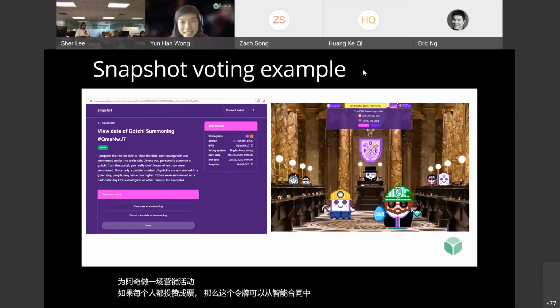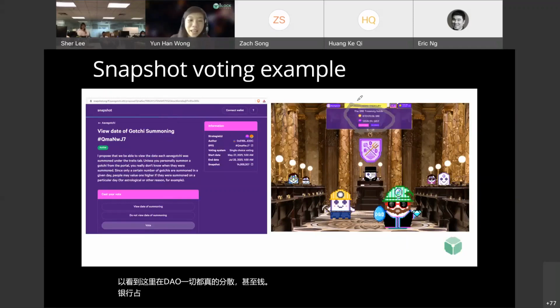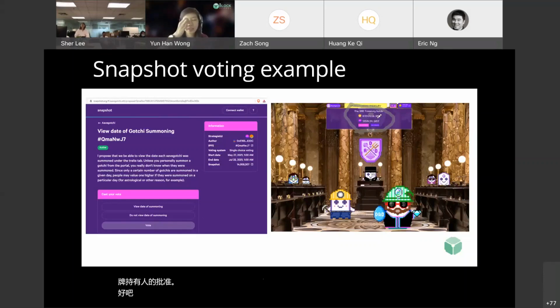All right, so you can see here, in a DAO, everything is really decentralized. Even the money, the bank, the place that holds the money is not held by a central body. It's held in a treasury. Whoever wants to take out money needs to seek approval from the governance token holders. This is very interesting because now everyone has the power to make decisions. Everyone has skin in the game. Decisions are not just made by upper management, it is everyone here.